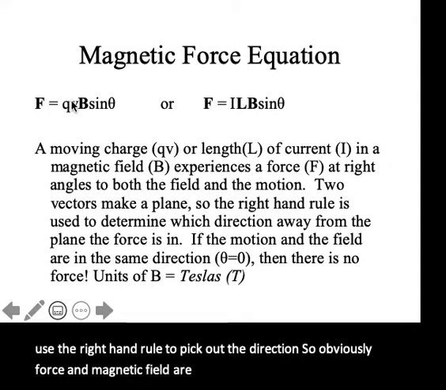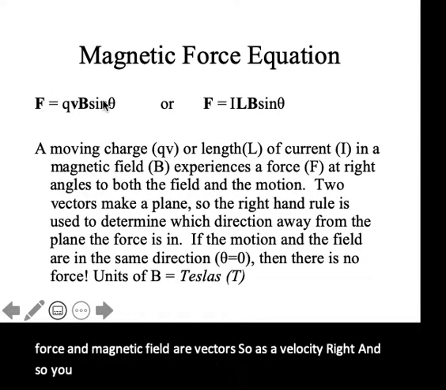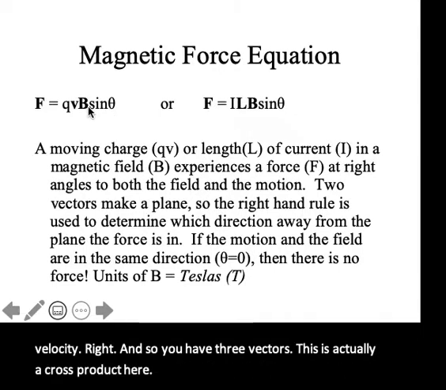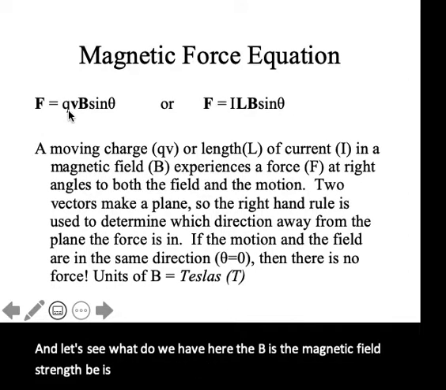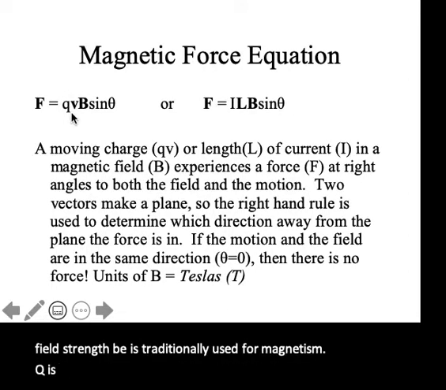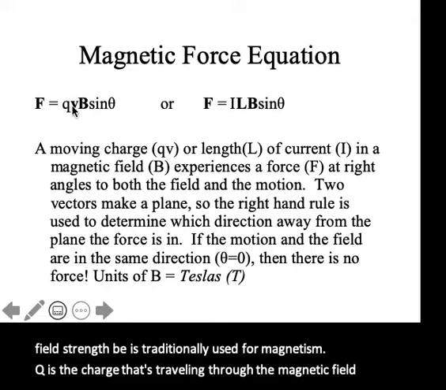So is a velocity, right? And so you have three vectors. This is actually a cross product here. And let's see, what do we have here? The B is the magnetic field strength. B is traditionally used for magnetism. Q is the charge that's traveling through the magnetic field, and V is the magnitude of its velocity.